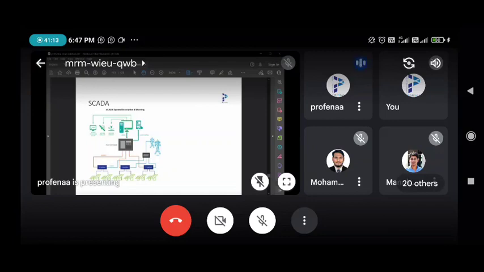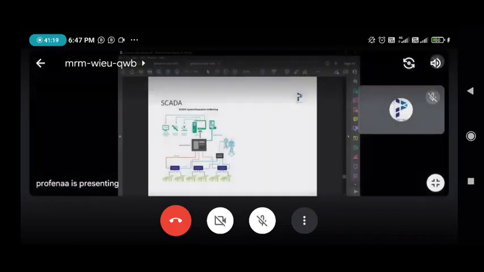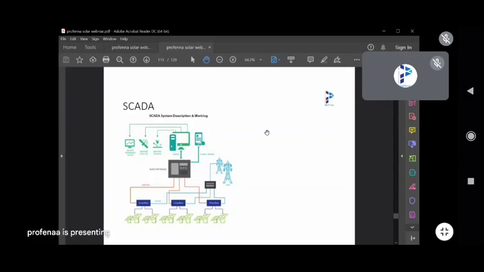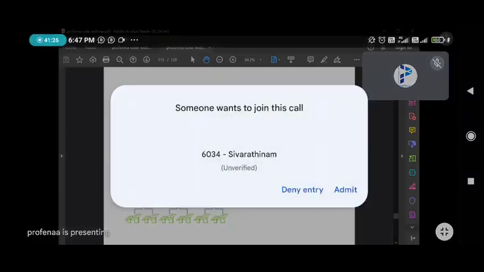This is a SCADA system. So all the control, for example, string panel and inverter: where it is derating or where it is not coming, which voltage is not coming, which power is not coming, where it is possible, everything you will see and monitor.